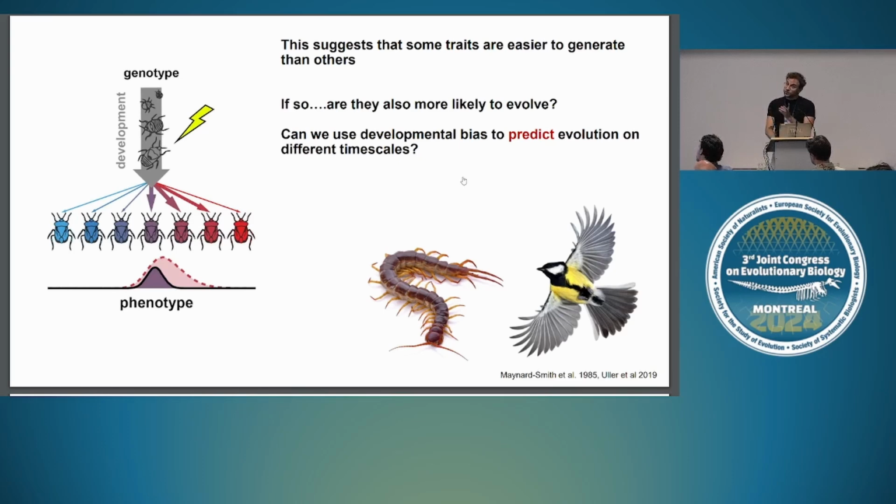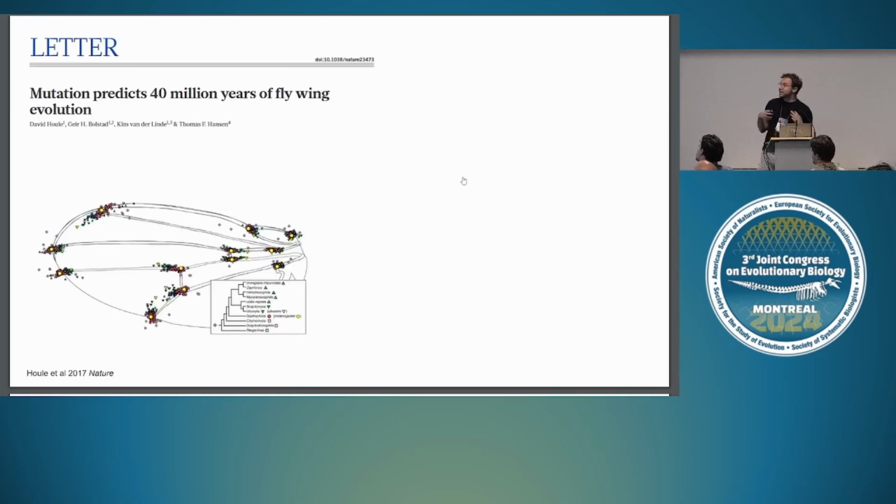In addition to that, which would be neat, I think this also asks fundamental questions about the role of development in evolution, which is why I'm really interested in those questions. So do we have any evidence for developmental bias predicting evolution on long time scales? Yes, I think we do.